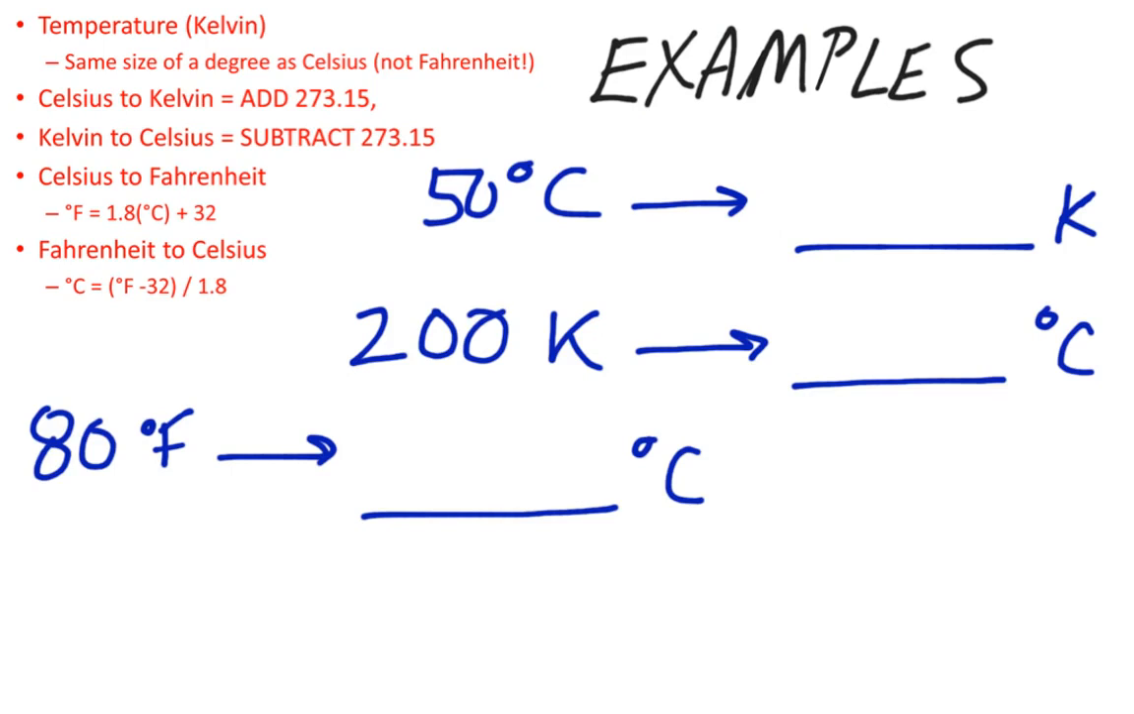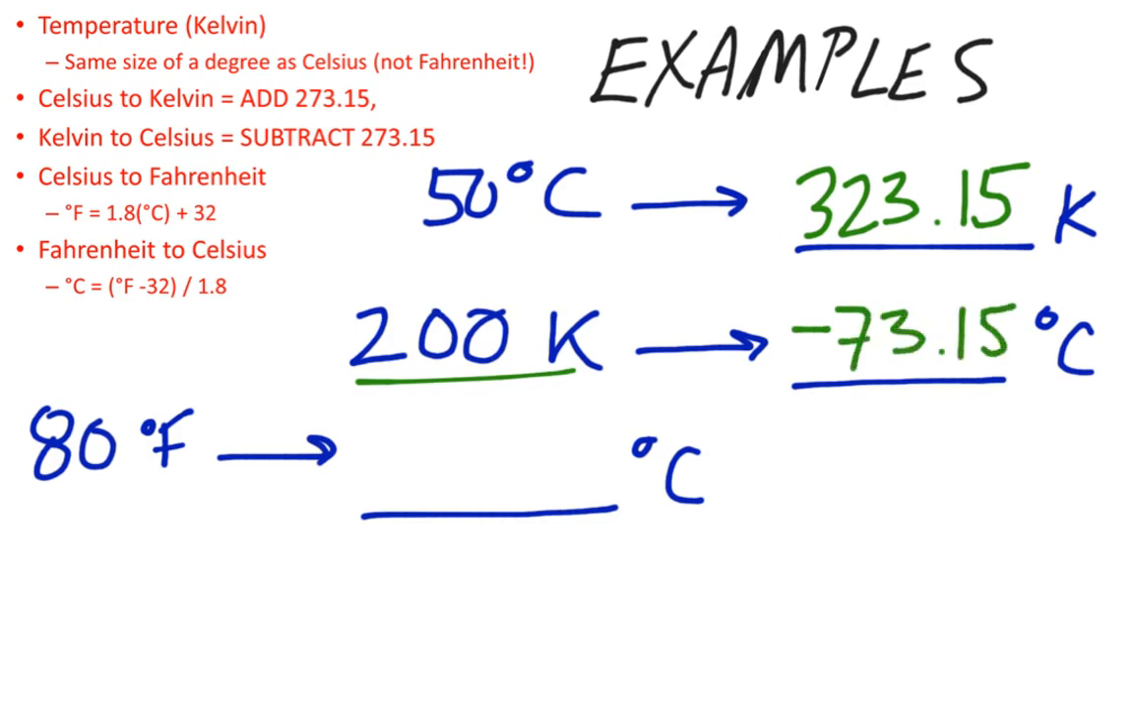Okay, so Celsius to Kelvin again is a simple matter of adding 273.15. So if I take 50 degrees and I add 273.15, I come up with a value of 323.15 Kelvin. The reverse is also true. I can take 200 Kelvin and subtract 273.15 and come up with a negative value for Celsius of 73.15. A negative Celsius is okay. A negative Kelvin, however, is not.